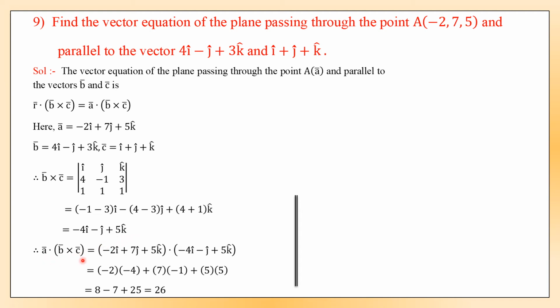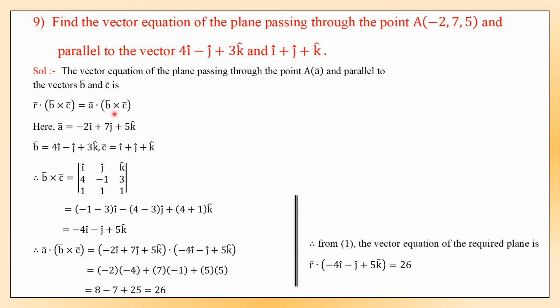Therefore, A vector dot B vector cross C vector. Here A vector is minus 2i plus 7j plus 5k. B vector cross C vector is minus 4i minus j plus 5k. Therefore, the dot product is equal to minus 2 into minus 4 plus 7 into minus 1 plus 5 into 5. Minus 2 into minus 4 is 8, 7 into minus 1 is minus 7, 5 into 5 is 25. 8 minus 7 is 1, plus 25 equals 26. We get the value of A vector dot B vector cross C vector.